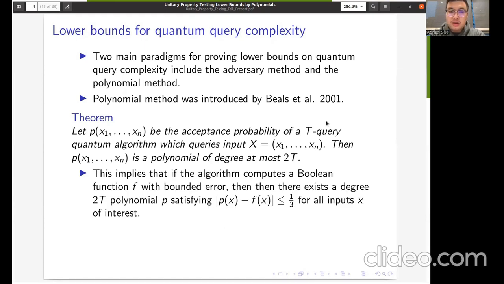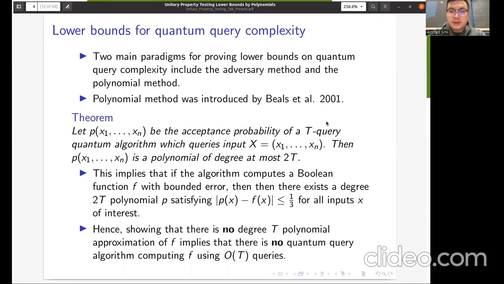Hence, this implies that if the algorithm computes some function f with bounded error, then this polynomial is a good approximation to the function f, and furthermore, it has degree at most 2T. Therefore, showing that there is no low-degree polynomial approximation for a particular function f implies that there is no quantum query algorithm that uses a small number of queries for computing that. And this powerful observation has been used many times in the quantum query complexity literature.